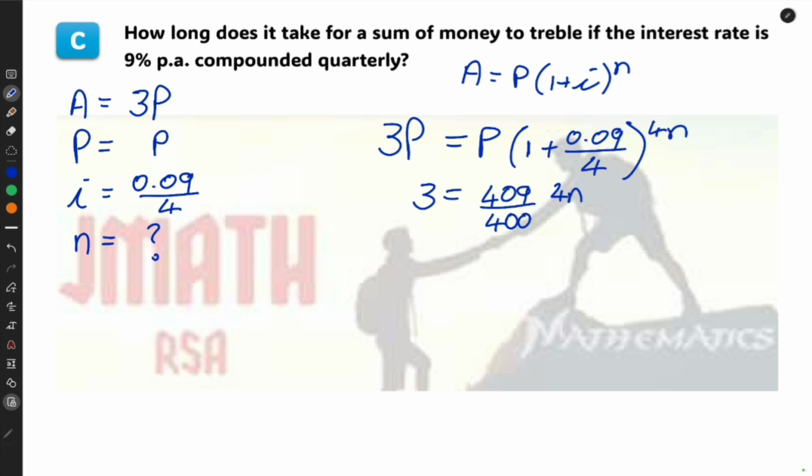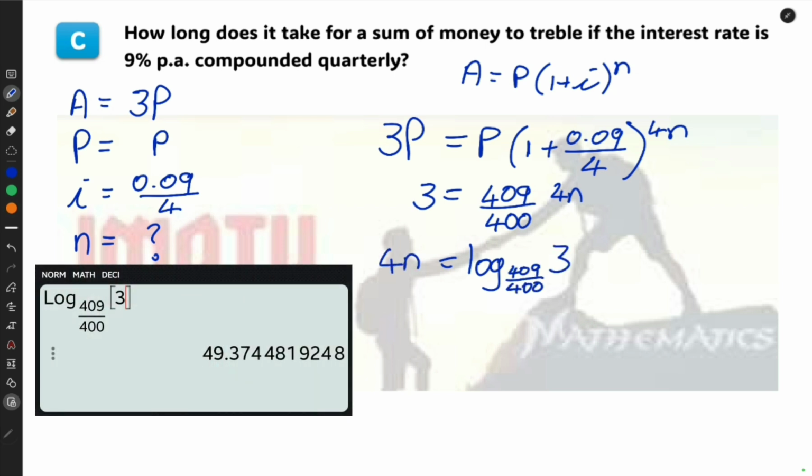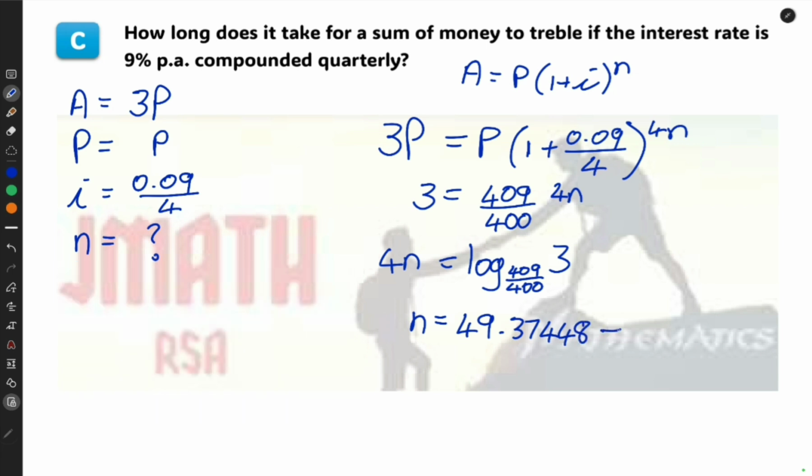So why am I not doing that in a decimal and choosing fractions? To avoid rounding errors. So if it's a fraction, I don't need to worry about decimal places and whatever. I'm just keeping it as a fraction. So now I can go over into logs. So I'm going to say log, the big fraction is my base, so the base stays the base, and the others swap around. If I type that in the calculator, my calculator tells me 4n is equal to 49,37448, and I know I'm going to divide that by 4. If I type that in, I'm going to get n is equal to 12.34362... years.